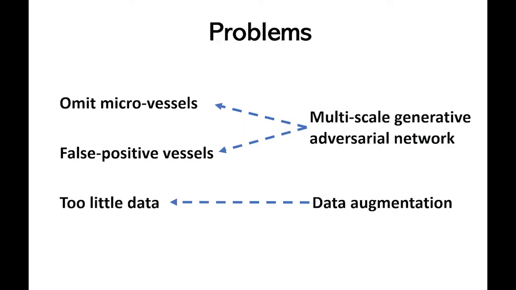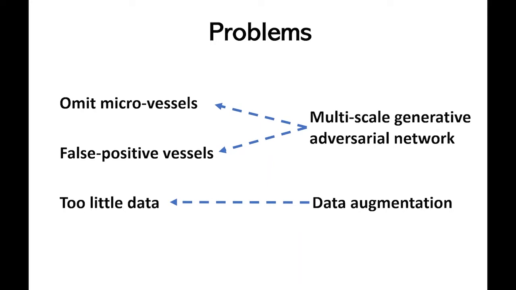However, existing methods commonly have three problems. The first one is that models usually omit the macro vessels. The second one is that the model can generate false positive vessels. And the third one is that there is too little data.